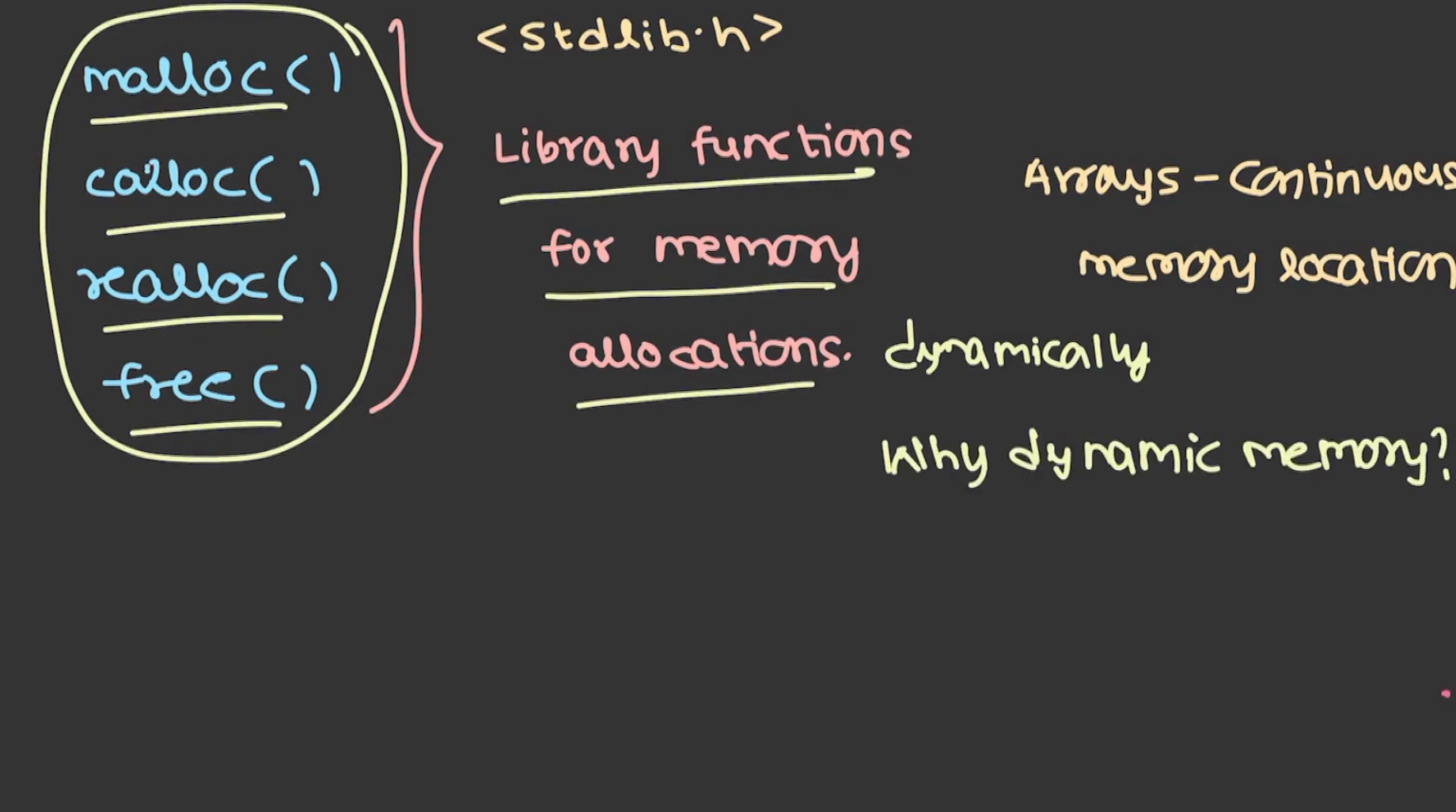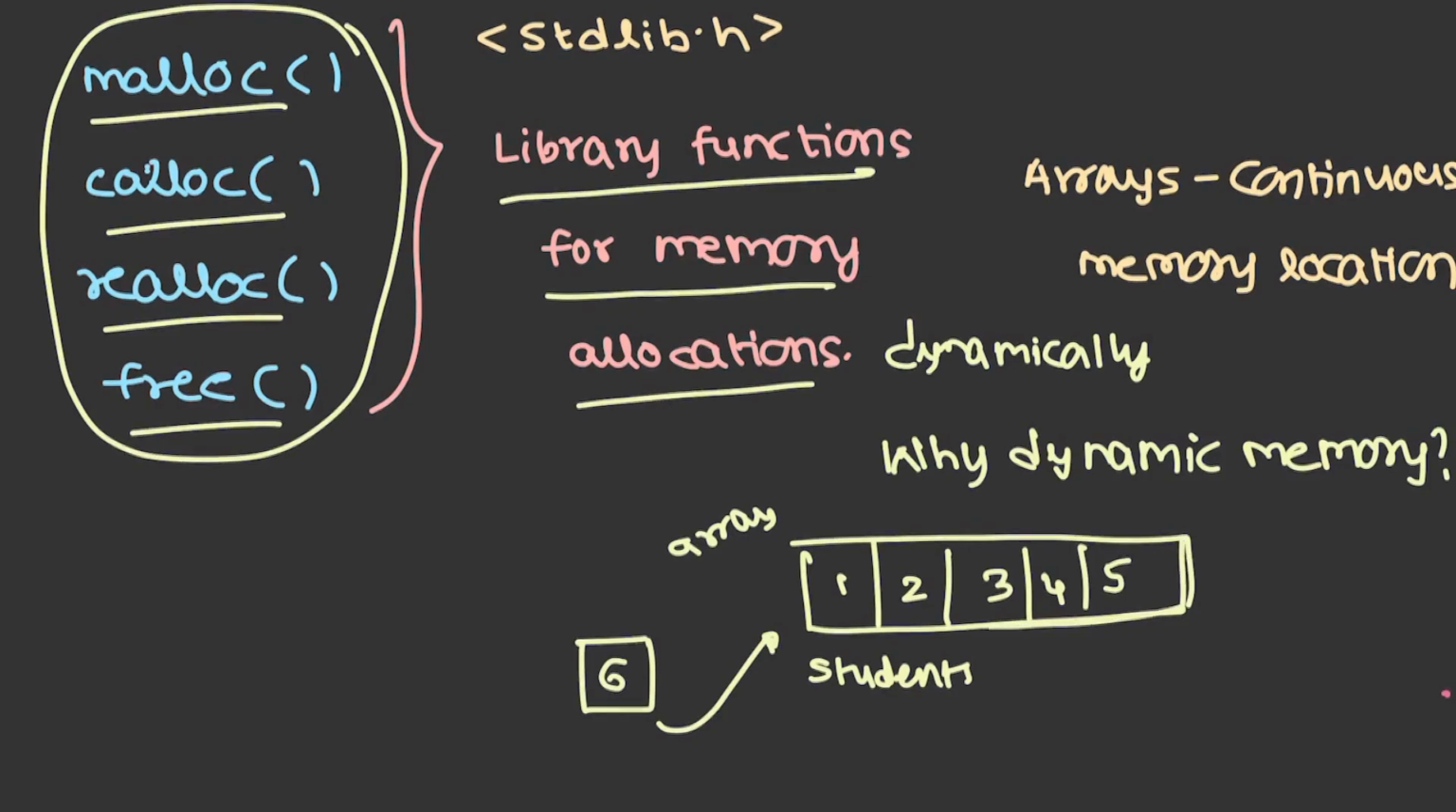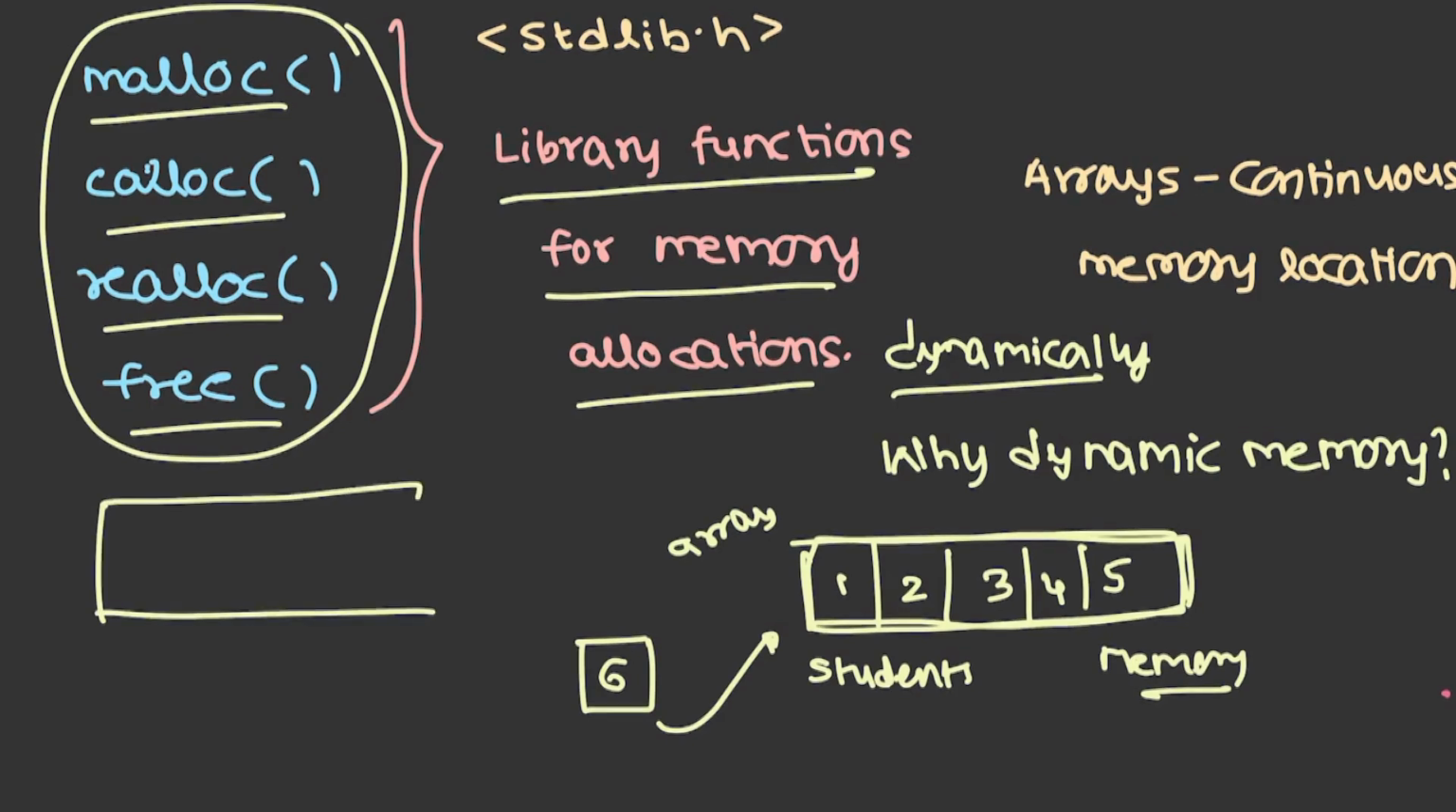Suppose you are trying to keep track of the details of a school and its students, and you have initially used an array to store the details of students. Suddenly, in the midterm, a new student, student 6, wants to join our school. But as we have used an array, we have allocated contiguous memory locations and the memory has been occupied at this place. But in the case of dynamic memory, we have this heap, and whenever it is required, suppose a new student is going to join, we allocate the memory at that instant.